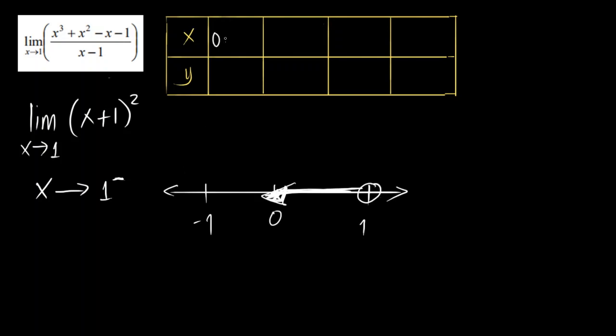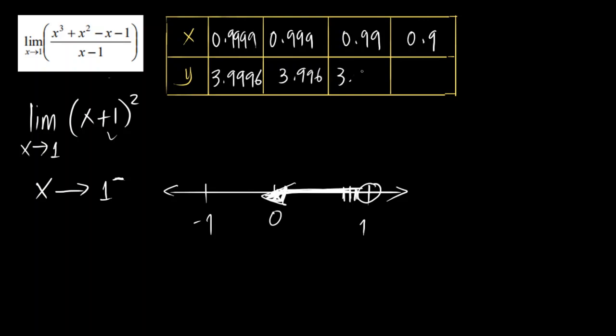I think 0.9999. So here 0.9999. And then a bit farther away, that's 0.999, 0.99, and then 0.9. Okay. So substituting all of these values into the expression, I will get 3.9996, 3.996, 3.96, and 3.61. Okay. In case you haven't noticed, especially in the previous example, I am substituting these x values into the factored out expression, okay? So, don't substitute into the original. You can substitute it in the factored out or simplified expression. The factor is the same, right? So, yeah, we have that.